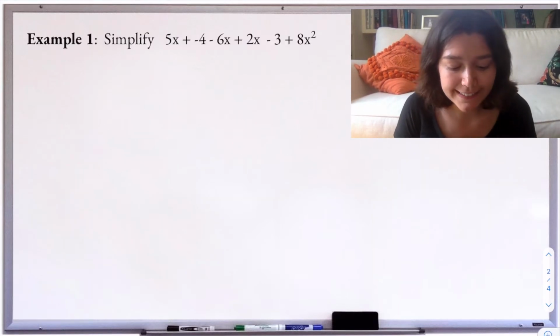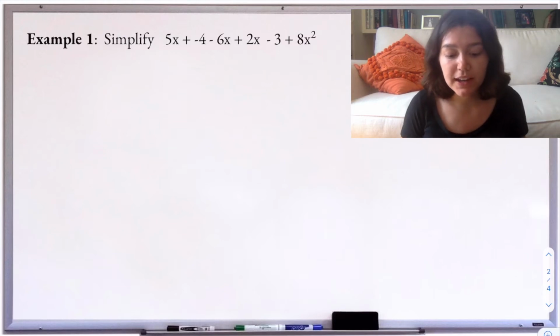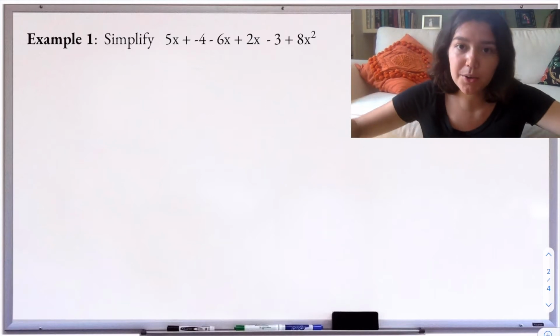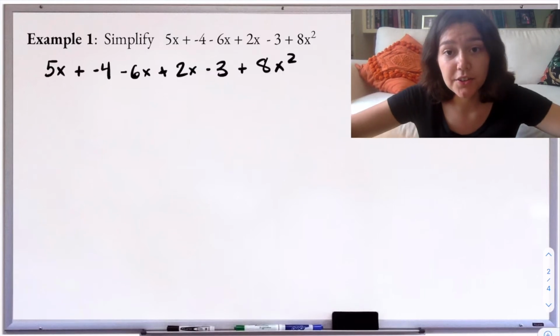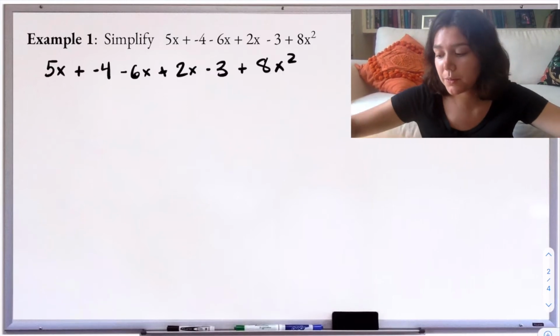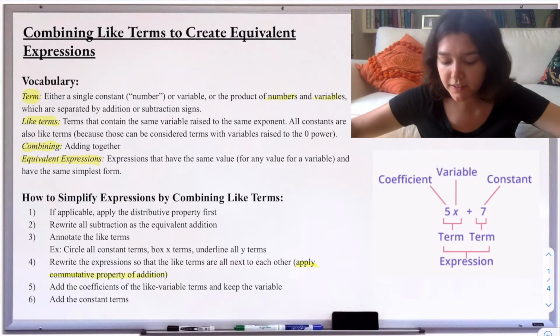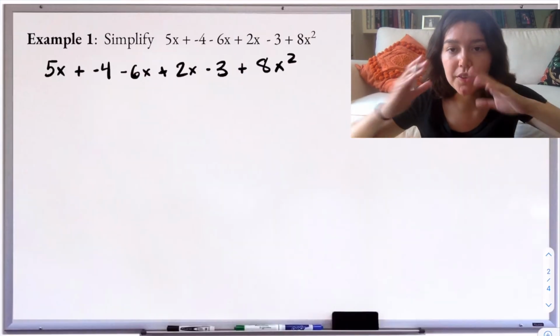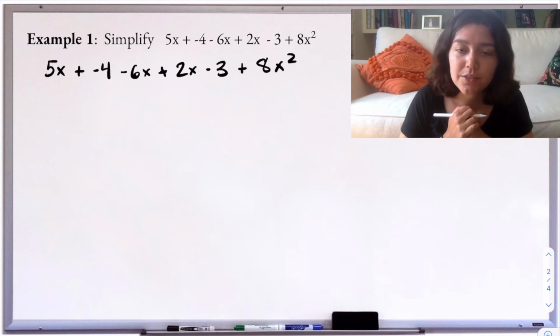So let's look at example 1. Simplify 5x plus negative 4 minus 6x plus 2x minus 3 plus 8x to the power of 2. Okay, so like always, I'm going to rewrite it. Now that I rewrote it, let me go back to my steps. What am I going to do first? Well, first it says, if applicable, apply the distributive property. But I don't have any parentheses in here, so I don't need to distribute anything.